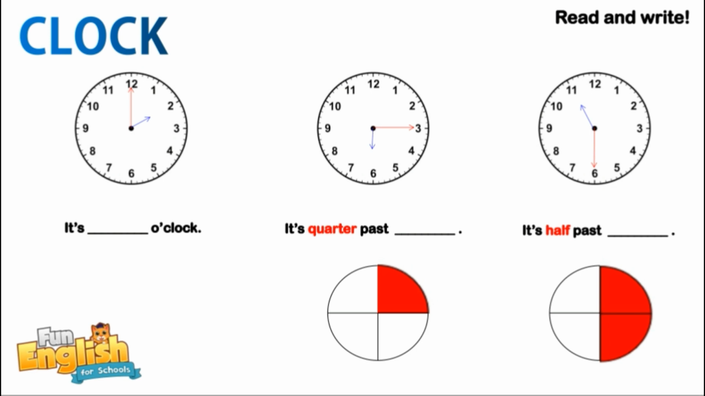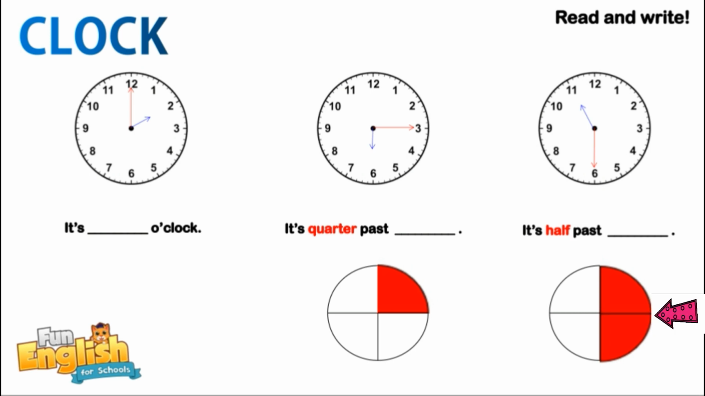Alright? And let's see the last picture. The clock shows the long hand is at 6. It also represents the half of the clock. It means 30 minutes. As we can see in the circle below, the circle is half shaded.